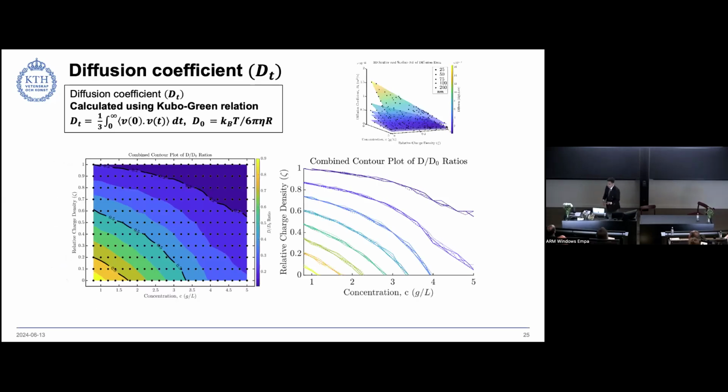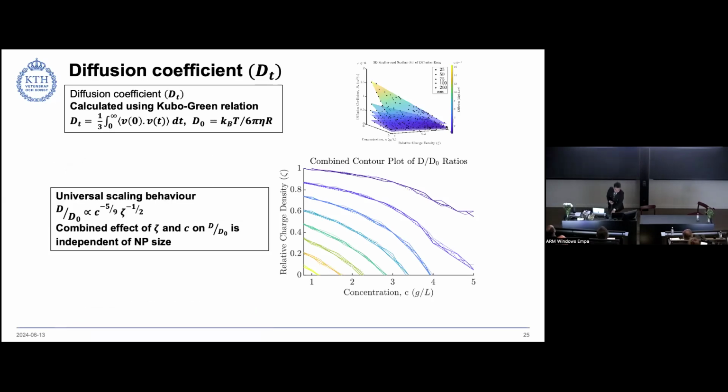So we plotted the contour plot for relative diffusion of the particle compared to the case that the particle is diffusing into the system without any obstacle, or in really dilute systems. And what is interesting is that we saw a universal behavior in them. The combined effect of charge and concentration on D over D0, or relative diffusion, is independent of the size.